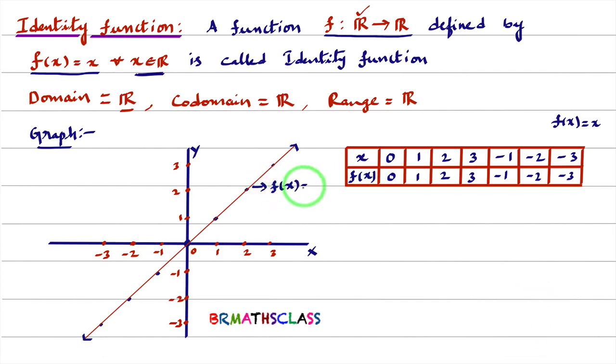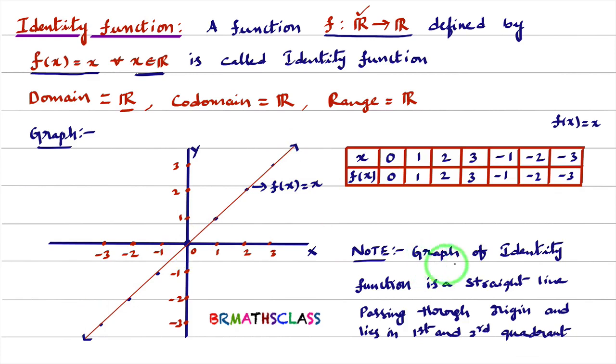What do you observe in this graph? The graph of identity function is a straight line which is passing through origin. I'll give it as a note point. Graph of identity function is a straight line passing through origin and lies in the first and third quadrant. You can observe this is the graph of identity function.